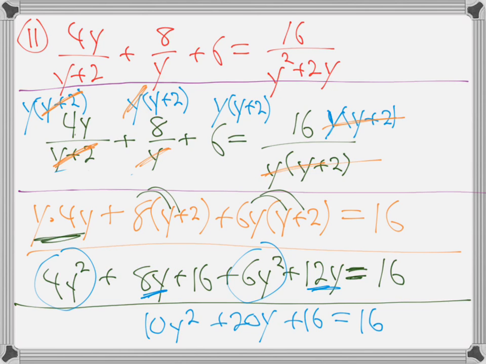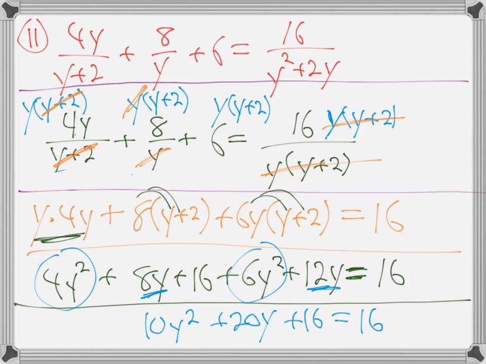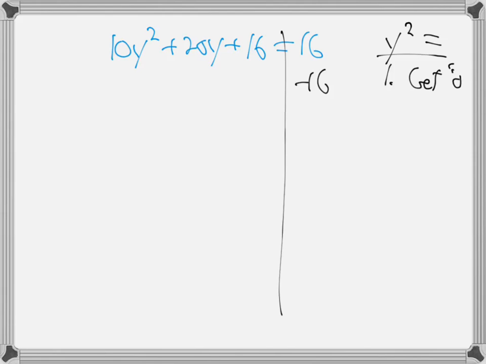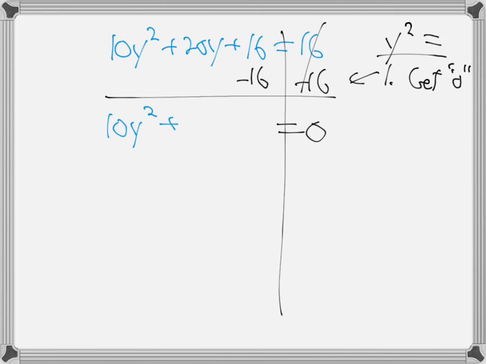Can I go to a new screen? And then factor. So 10y squared plus 20y. Okay, so now, when you've got y squared with an equal sign, step 1, get a 0. There we go. These cancel. We good to there?